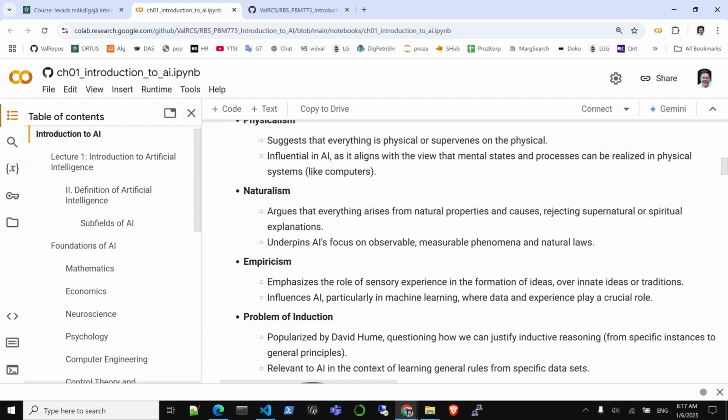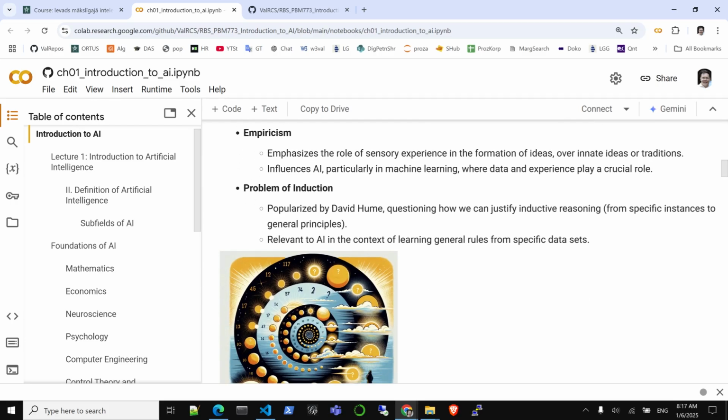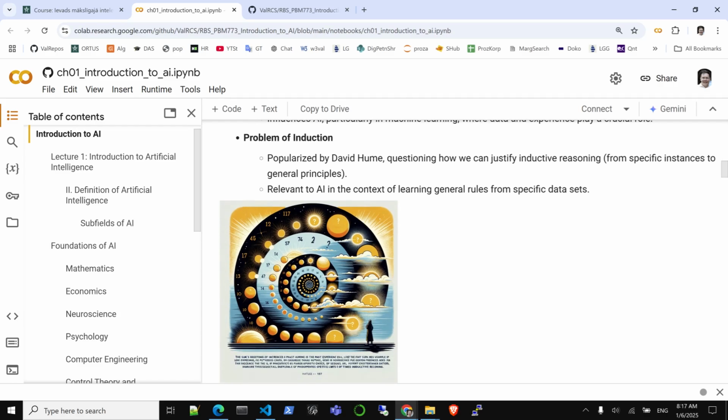For example, David Hume, a very famous philosopher, asked an interesting question: can we justify inductive reasoning? Meaning, if the sun is rising tomorrow, can we say that the sun is going to rise? You've seen the sun every day for pretty much forever. Does it mean the sun is going to rise tomorrow? Well, we really can't say it for sure. Maybe one day the sun is not going to rise.